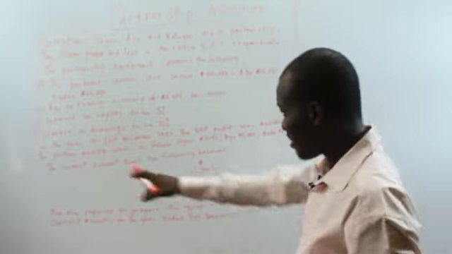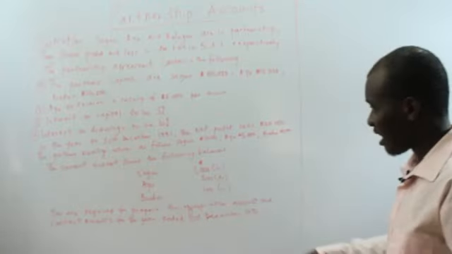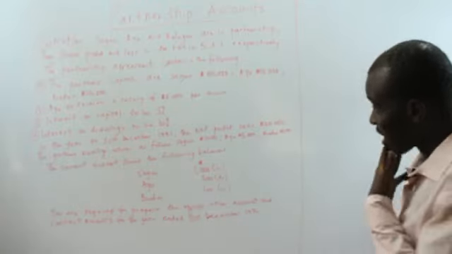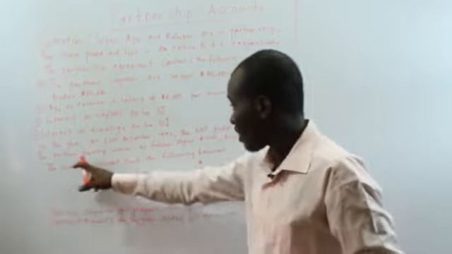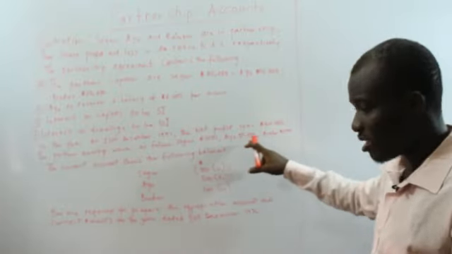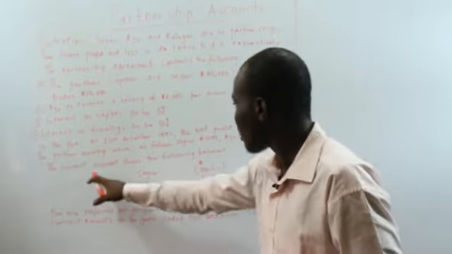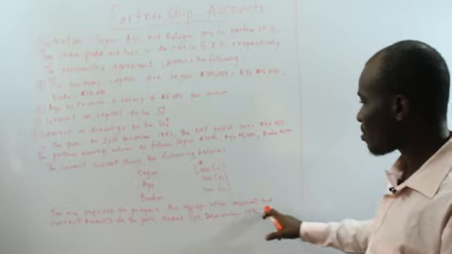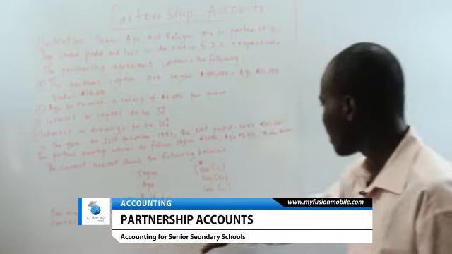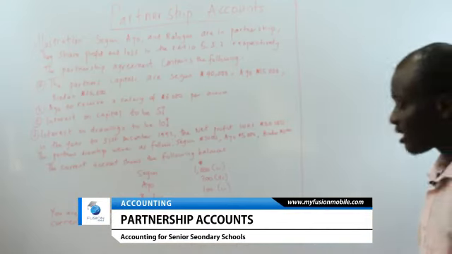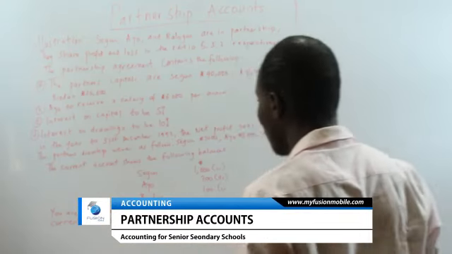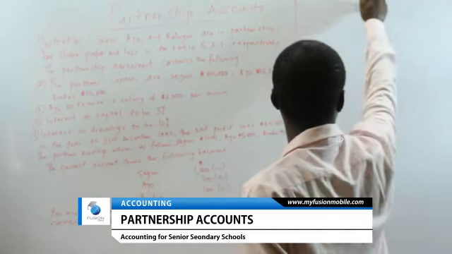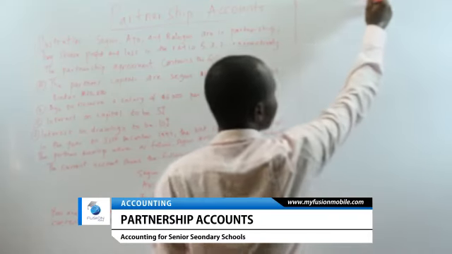In the year to 31st December, the net profit was 30,000 naira. We were given the net profit. The partners' drawings were as follows. The current account shows the following balances. You are required to prepare the appropriation account and current account for the year ended 31st December. So what we are going to do now is the appropriation account.